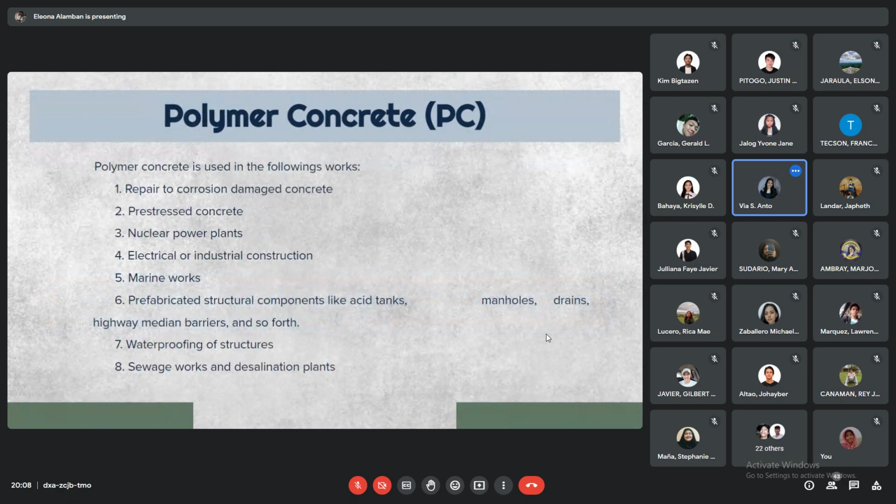Next. So where can we use polymer concrete? First is the repair of corrosion damaged concrete. Second is pre-stressed concrete. It can also be used in nuclear power plants, electrical industrial construction, and marine works. We have prefabricated structural components like acid tanks, manholes, drains, and highways. Seventh is waterproofing of structures, and last is sewage works and desalination plants.